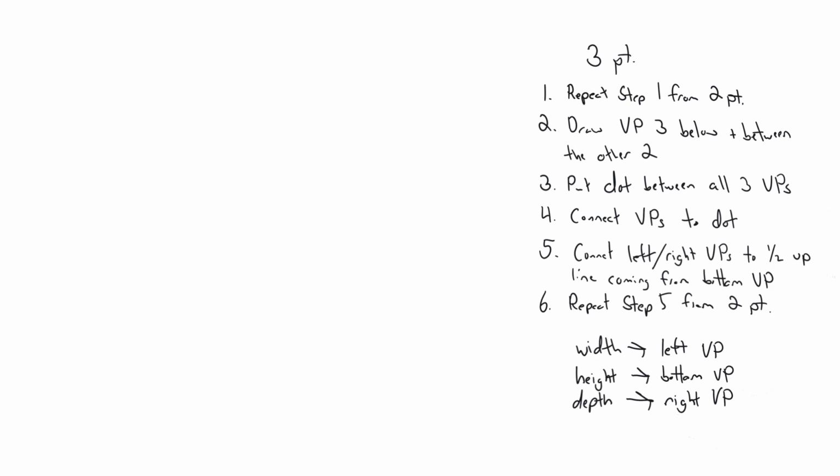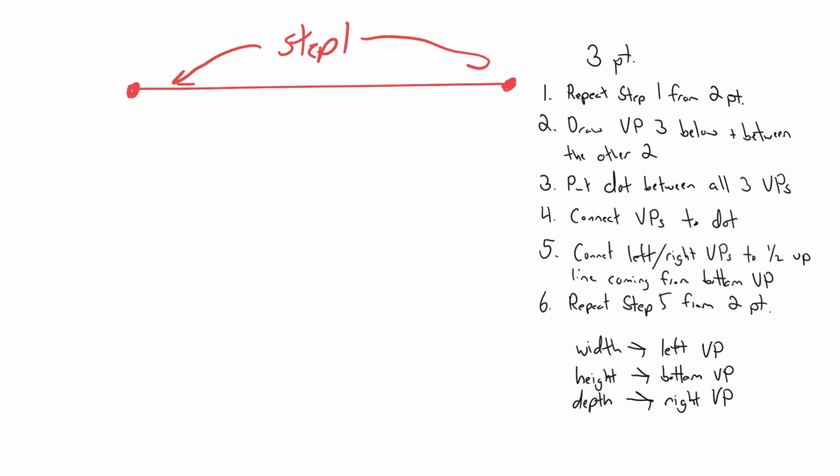So we're repeating step 1 from our 2-point, which is to draw in a horizon line and then a vanishing point on each side. So very quickly, just drawing that in there. Going to draw on a vanishing point on the left and another one on the right. And that's all part of step 1.